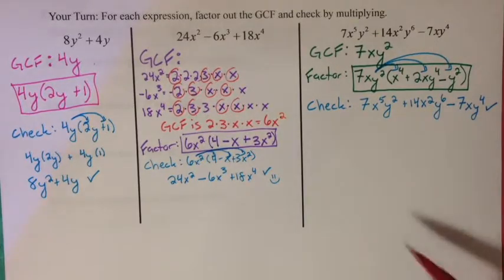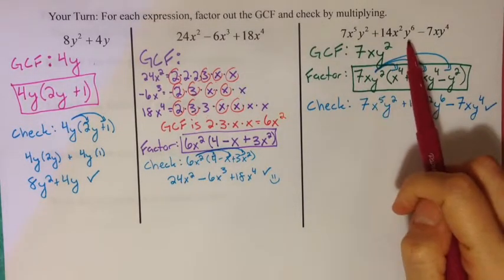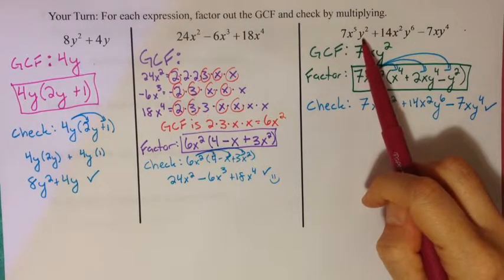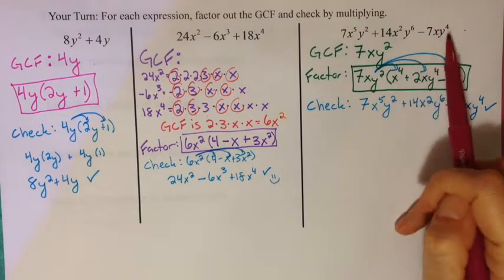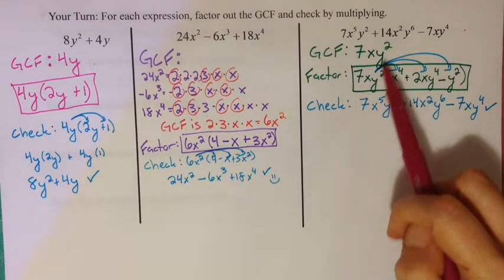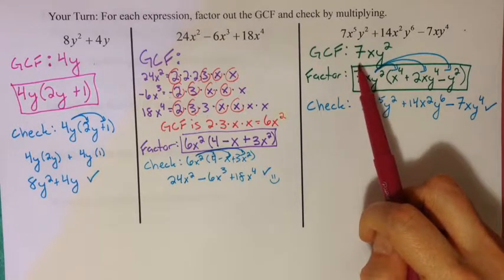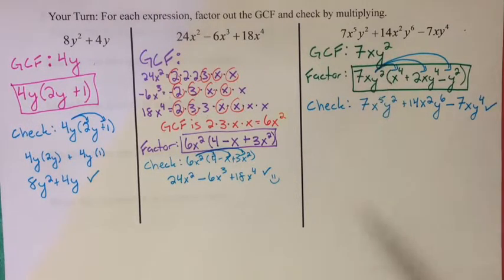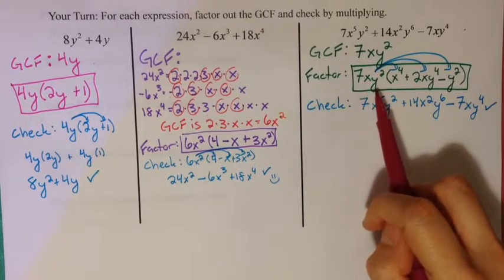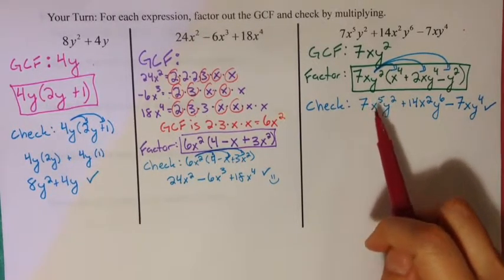Next I look at the y's. I have a y squared, a y cubed, and a y to the 4th. That's like saying this term has 2 y's, this one has 3, and this one has 4. So the greatest amount that they have in common is 2, which makes my greatest common factor have a y squared. So altogether, my greatest common factor is 7xy squared. Now that we've found the greatest common factor, our task is to factor it out. So I start by writing my greatest common factor, 7xy squared, on the outside of a set of parentheses.